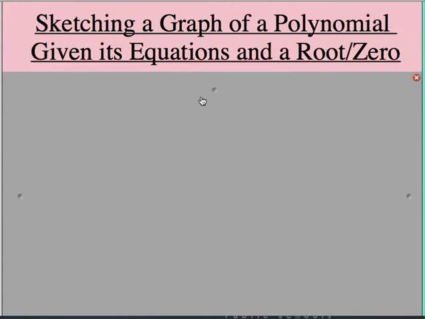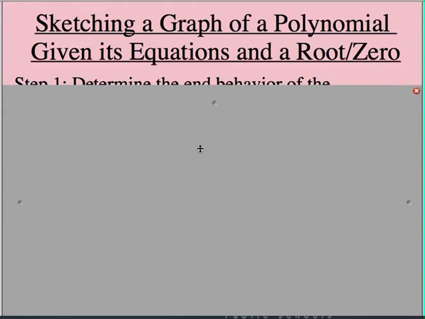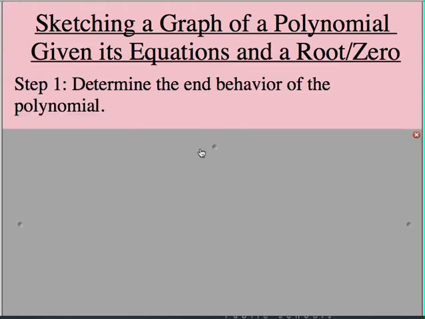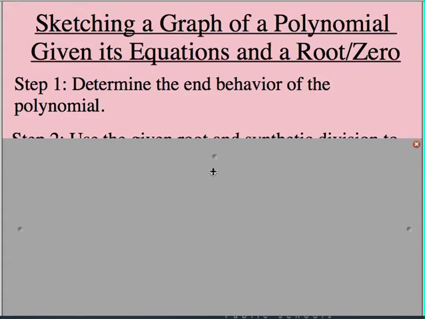Sketching a graph of a polynomial given its equation and a root or zero. These are going to be very similar steps to what we saw before, but now you're actually given one of the x-intercepts, and now you have to incorporate some synthetic division to find the other roots. So the very first step, just like always, is to determine the end behavior of the polynomial. Check out the degree and the leading coefficient to determine where it's rising and where it's falling.